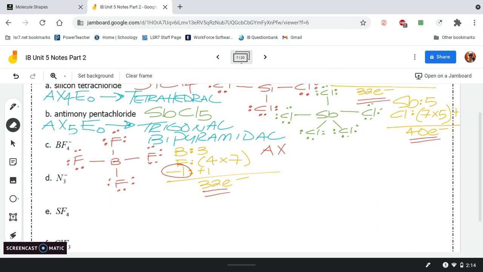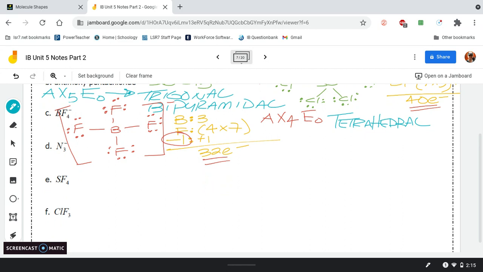Because it has a minus 1, I needed to put that in brackets. So I need to put a bracket around this, like so, and a minus 1. That's kind of messy, but I need that bracket around it. Brackets and a minus 1. So that's an AX4E0. So also another tetrahedral.